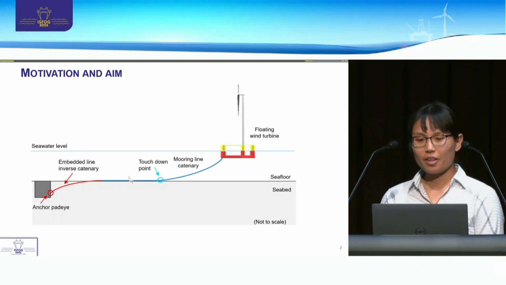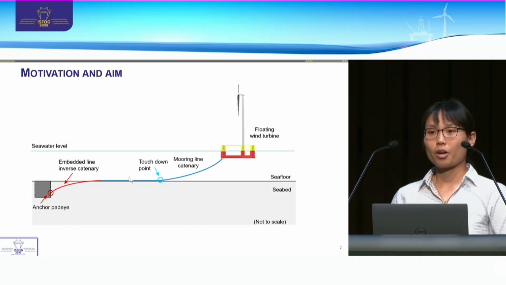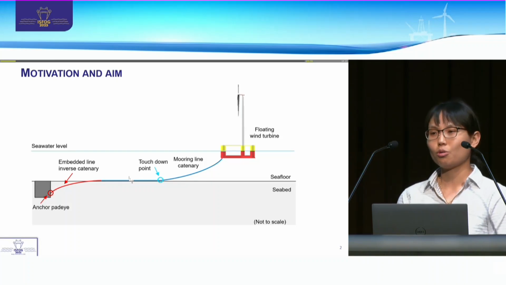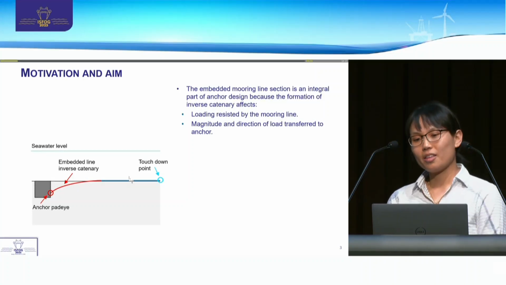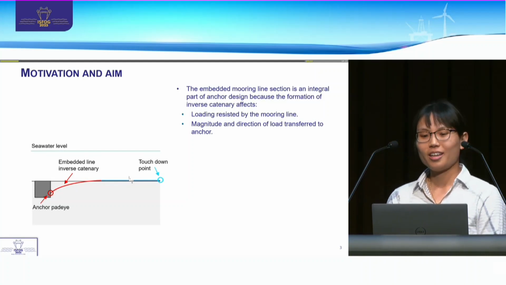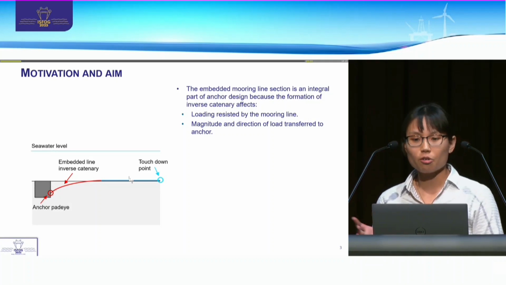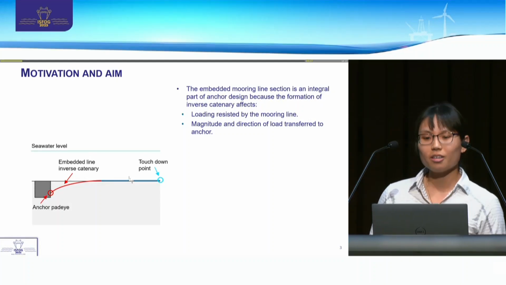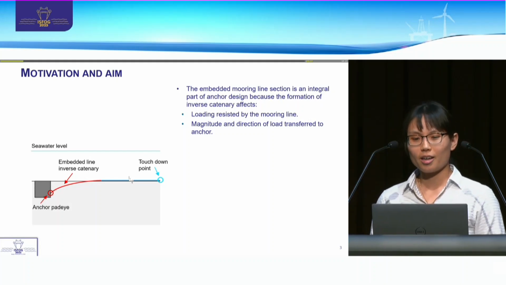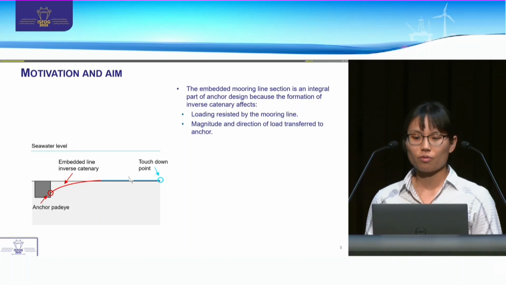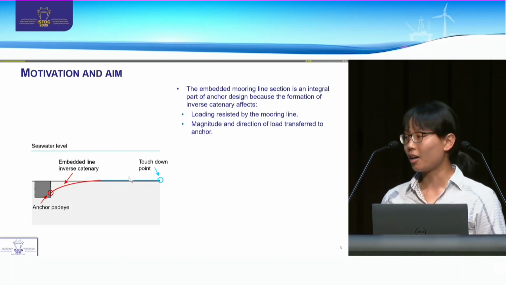So the catenary mooring line configuration is quite a common mooring system that is used to hold floating offshore infrastructure in place. And in particular, the embedded mooring line section is an integral part of anchor design because the formation of its inverse catenary shape affects the loading that is resisted by the mooring line, as well as the magnitude and the direction of the load that is then transferred to the anchor pad-eye point.